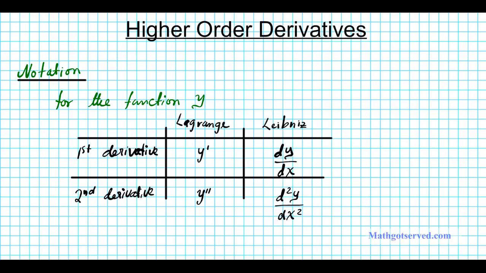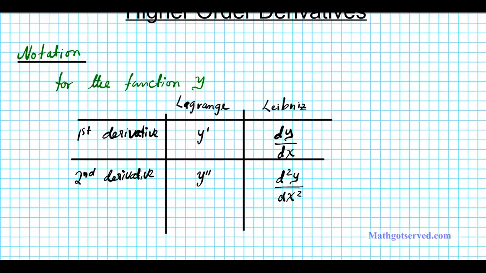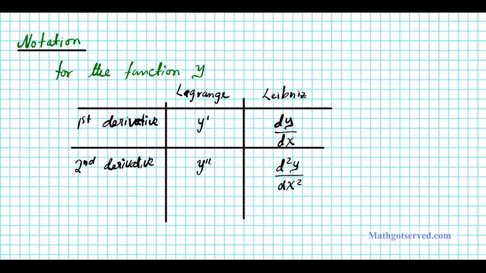Hopefully you can see a pattern here as to how to generate the derivative expression using the two notations. For the Lagrange notation, the number of primes indicates the derivative that you're taking, or the number of times you have to differentiate the original function to arrive at that desired derivative. For Leibniz, you look at the power that's attached to the d, or what the dx is raised to. That tells you what the derivative is.